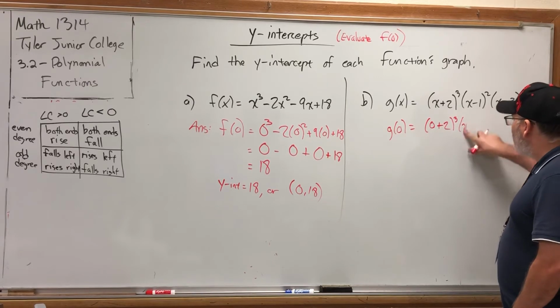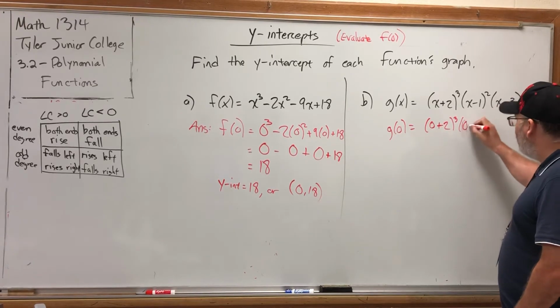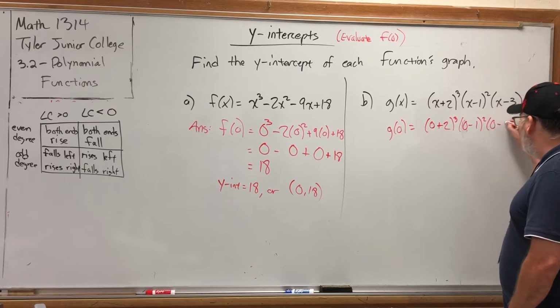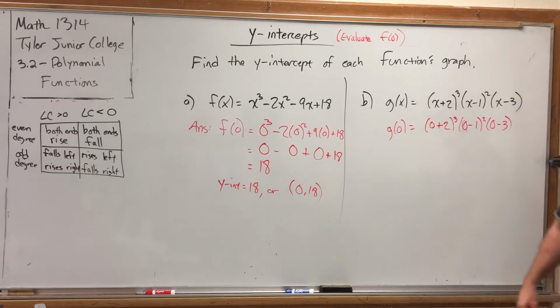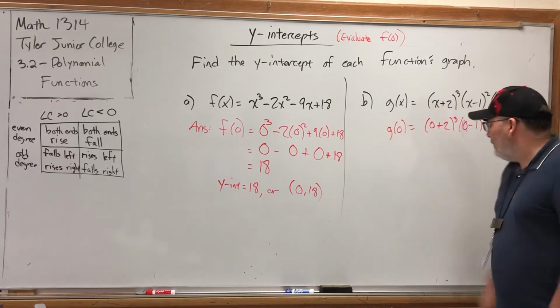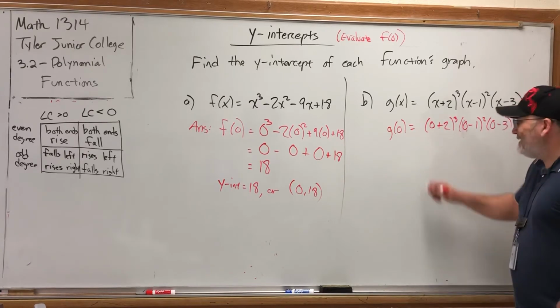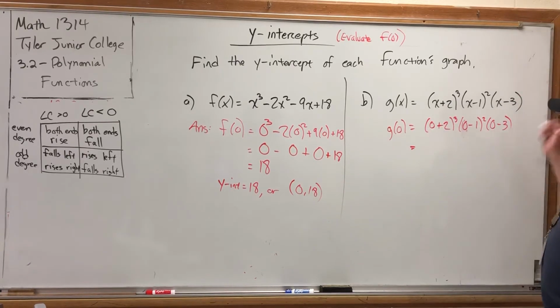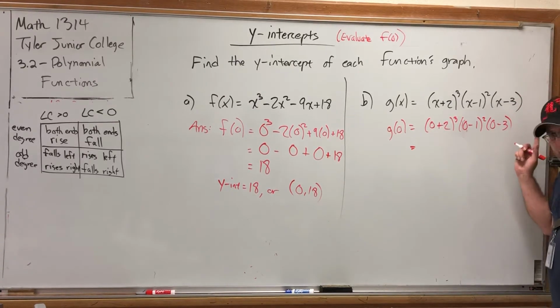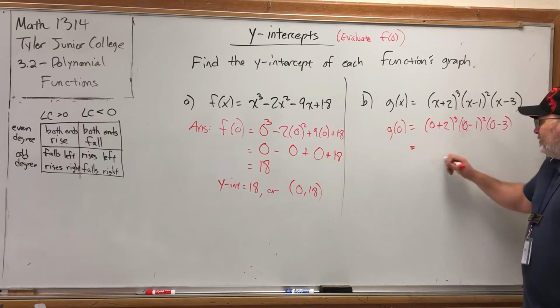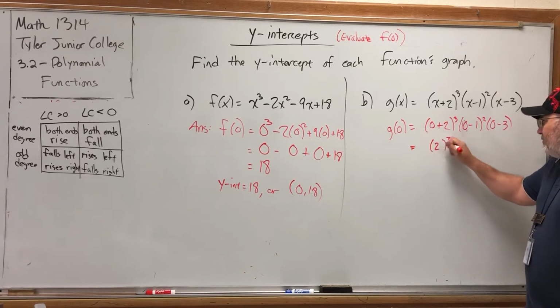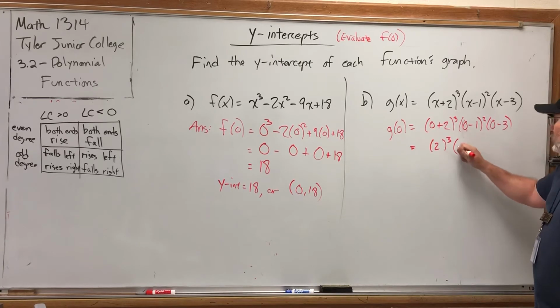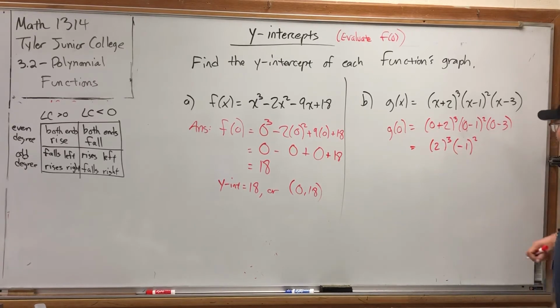So if your function is factored and you're looking for the y-intercept, it's not just a matter of simply saying it's the number at the end, the constant term, if you will. You actually have to do a little bit of math, but it's not that bad. If I substitute 0 for all the x's, it looks like this. Now if I just work it out, 0 plus 2 is 2, that's getting raised to the third power. 0 minus 1 is negative 1, that's getting raised to the second power. 0 minus 3 is negative 3.